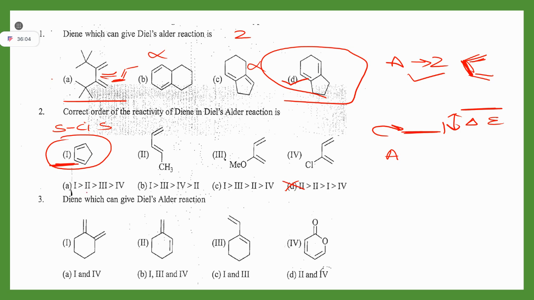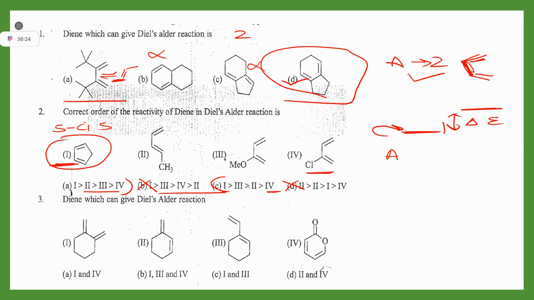Now, among these three options, one thing is clear: the chloro one will go last because halogens have a minus I effect. So 4 is at your last. So this can be the correct option and this can also be correct. So option number B gets eliminated.